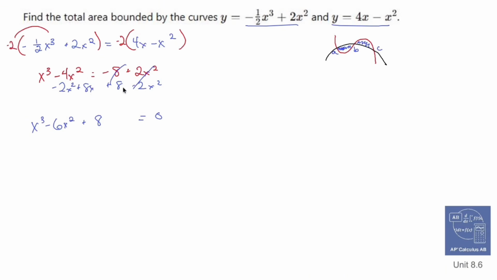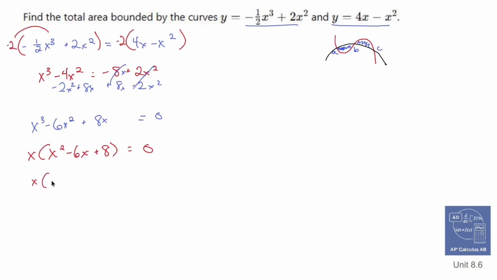x. Oh my gosh, why did I not notice that? Plus 8x. Sorry, everybody. I'm not going back and editing. Leave it alone. What can I do? Well, I can factor out an x. And when I factor out an x, that leaves me with x squared minus 6x plus 8 equals 0.